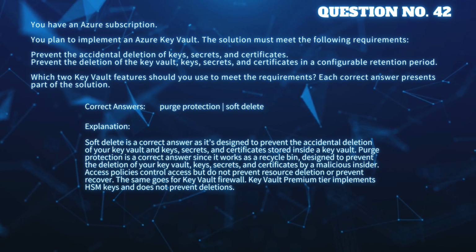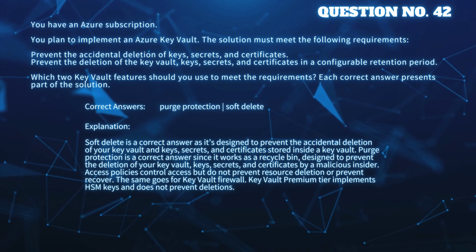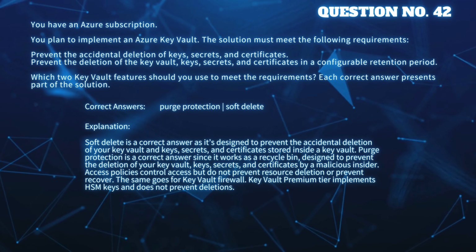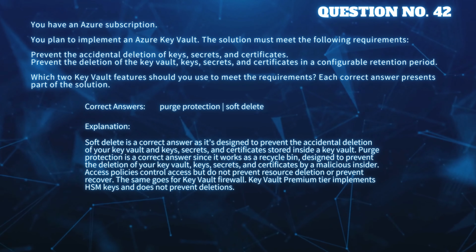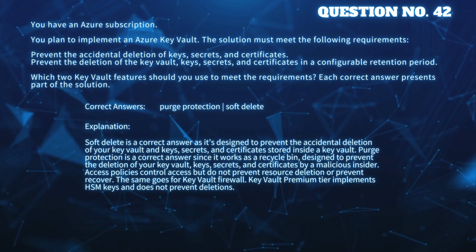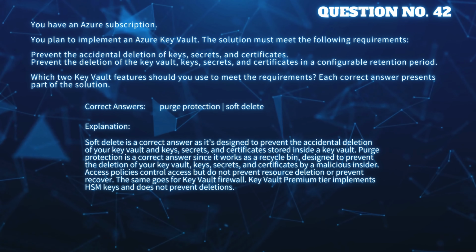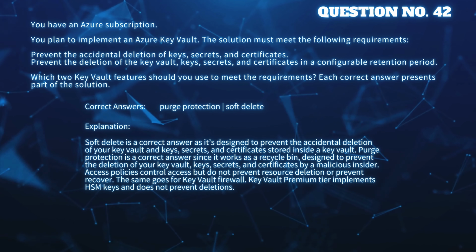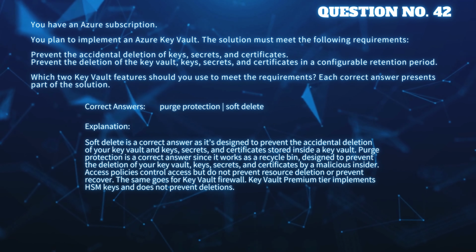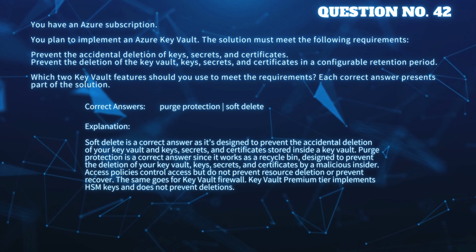Explanation: Soft Delete is a correct answer as it's designed to prevent the accidental deletion of your Key Vault and keys, secrets, and certificates stored inside a Key Vault. Purge Protection is a correct answer since it works as a recycle bin, designed to prevent the deletion of your Key Vault, keys, secrets, and certificates by a malicious insider.